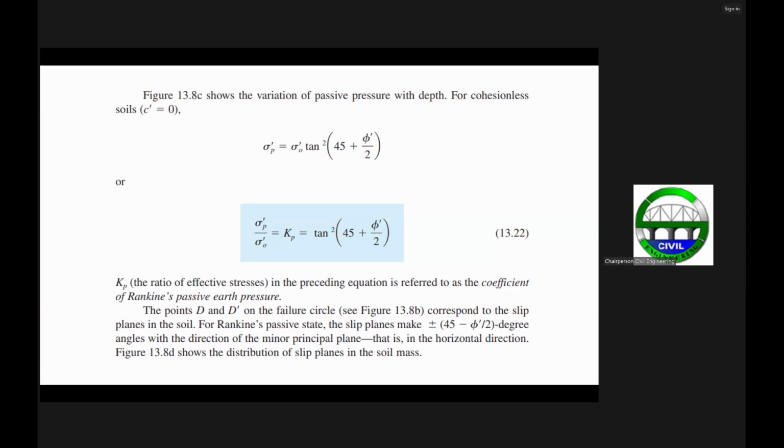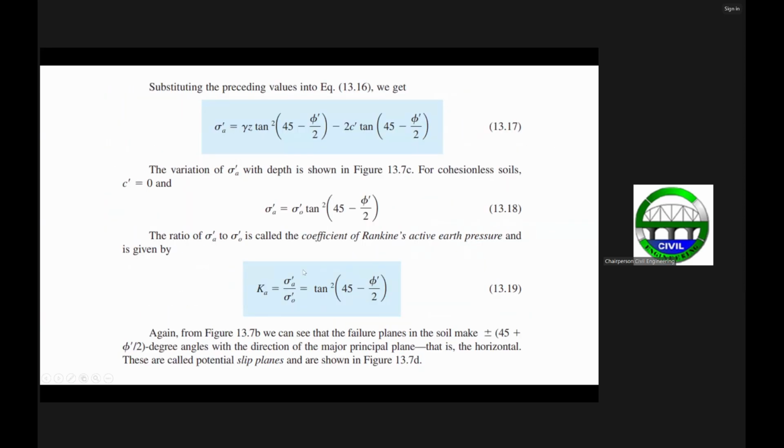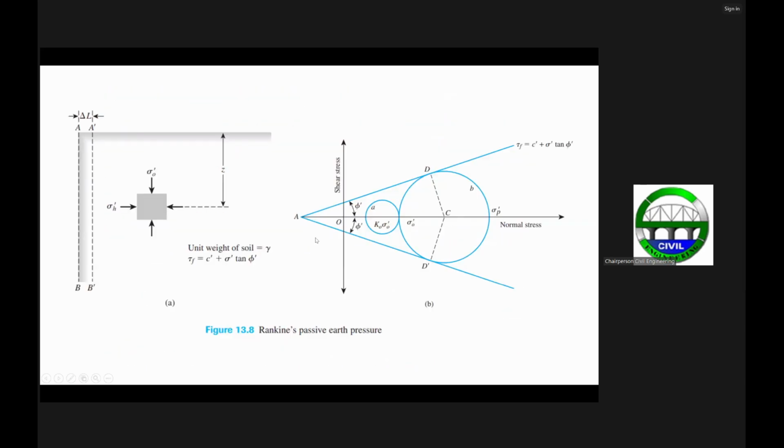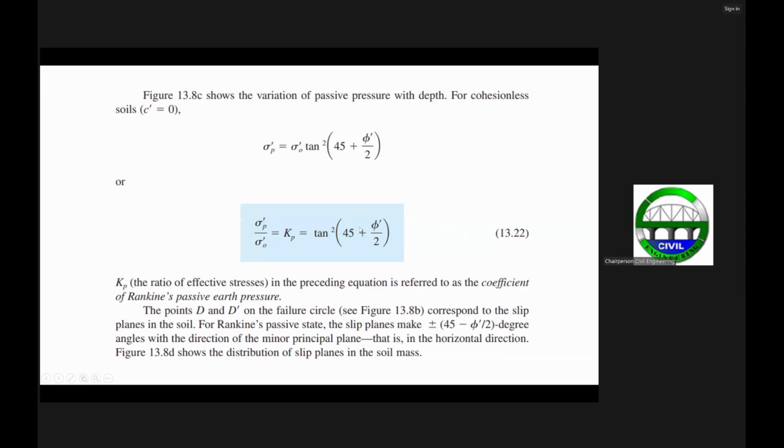Where K sub A is the Rankine's active earth pressure coefficient. So K sub P is equal to the square of the tangent of 45 plus phi prime over 2, whereas K sub A is equal to the square of the tangent of 45 minus phi prime over 2. That's the only difference. K sub A is minus, K sub P is plus, for the Rankine's active and passive earth pressure conditions.